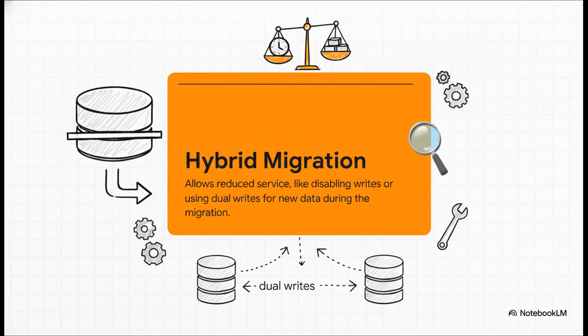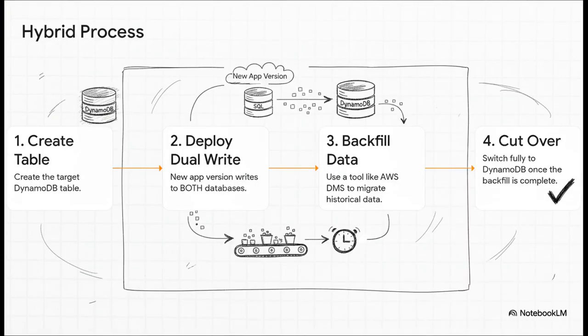Well, the hybrid approach is your middle ground. This is where you might do something like put your application into a read-only mode. Or, and this is a really cool technique, you can use something called dual writes to keep the service partially active. So here's how that works.